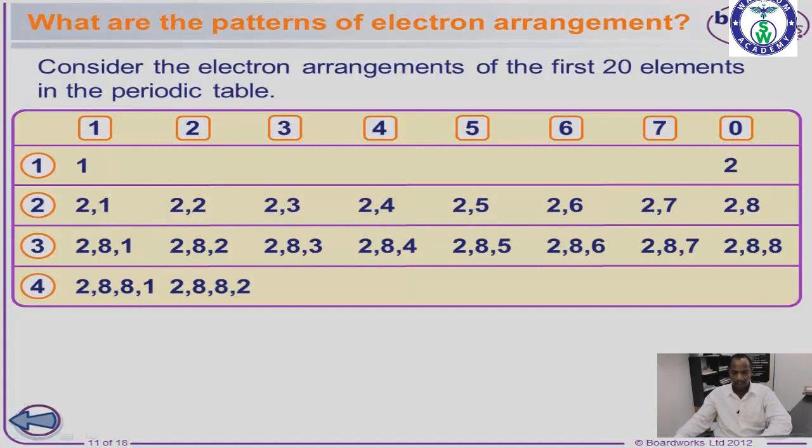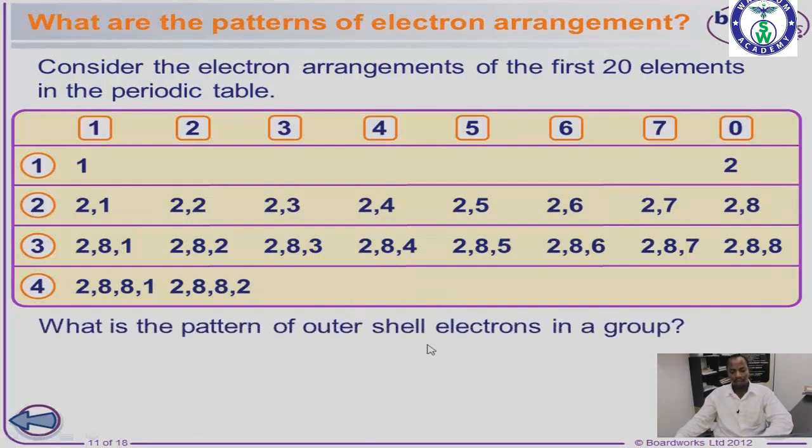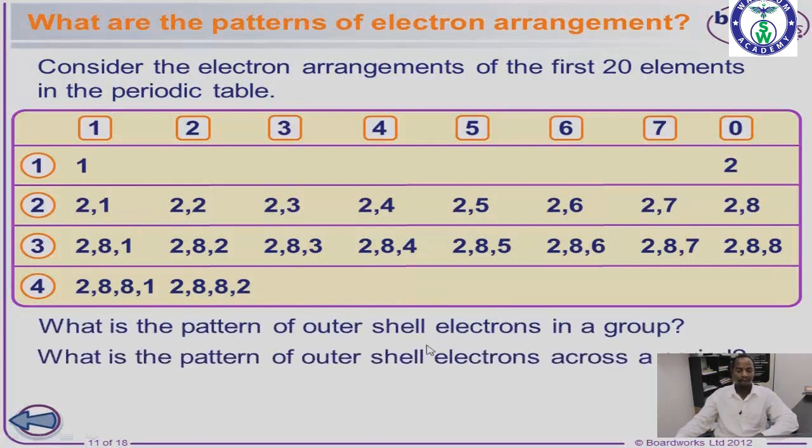At first it was 1, then 2 completes. The next one goes to 2,1, 2,2, 2,3, 2,4, 2,5, 2,6, 2,7, 2,8. Any other electron goes to the third shell: 2,8,1, 2,8,2, 2,8,3, 2,8,4, 2,8,5, 2,8,6, 2,8,7, 2,8,8. Then any further electron goes to the fourth: 2,8,8,1, 2,8,8,2, 2,8,8,3, 2,8,8,4, 2,8,8,5, and so on and so forth. So this is how the periods are determined.